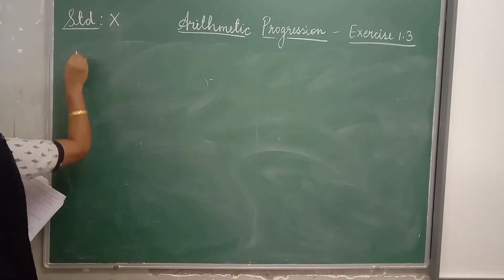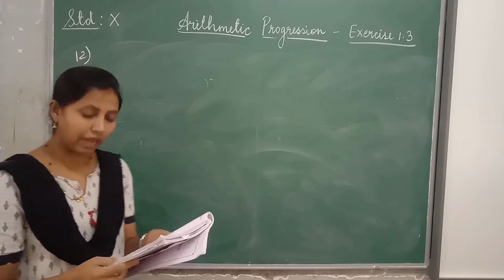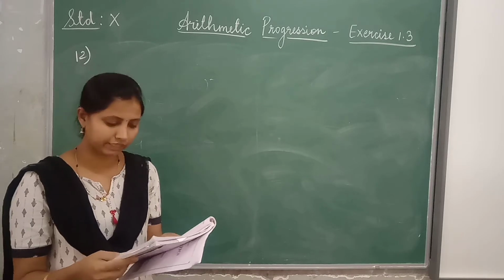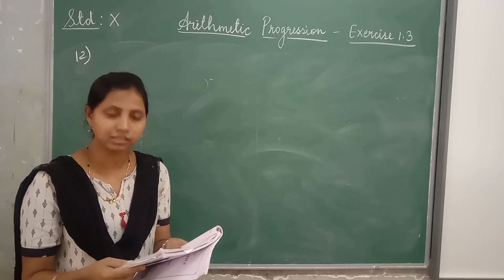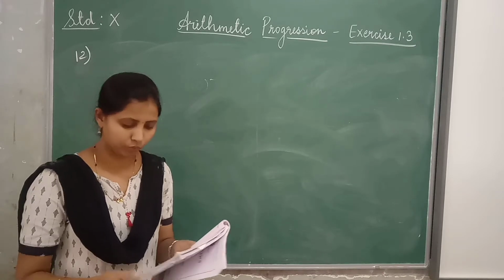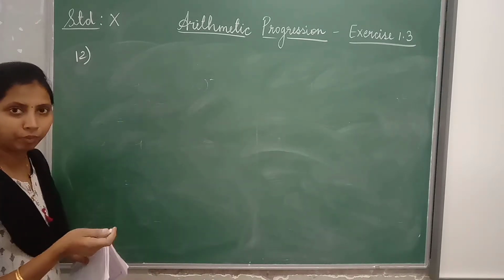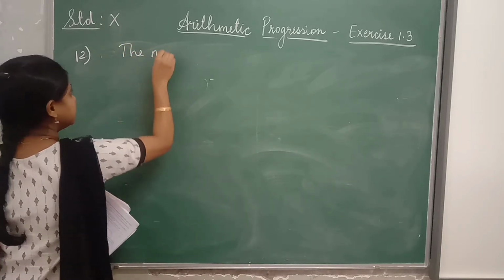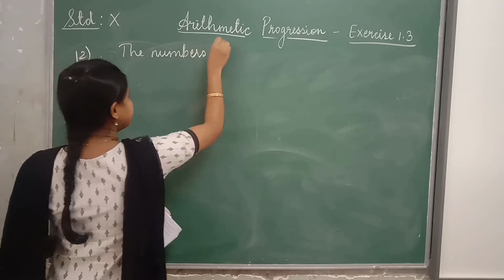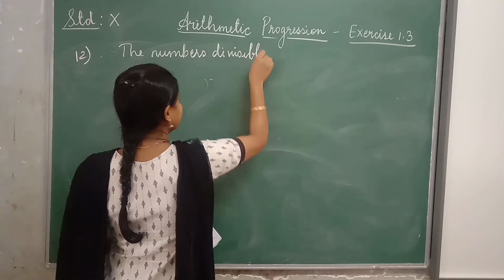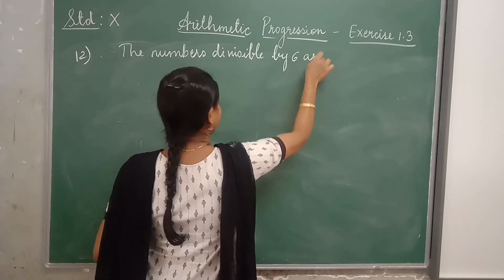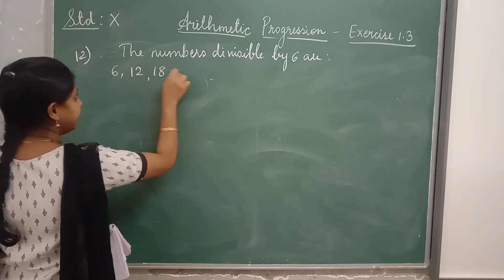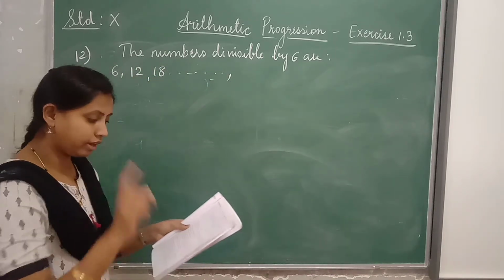That is 12th one. So the 12th question is, find the sum of first 40 positive integers divisible by 6. You have to find the sum of 40 positive integers divisible by 6. Okay, they should be divisible by 6. So write the AP. What are the numbers divisible by 6? So the AP begins from 6, 12, 18 and so on.